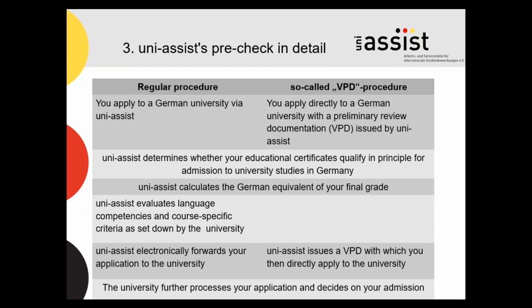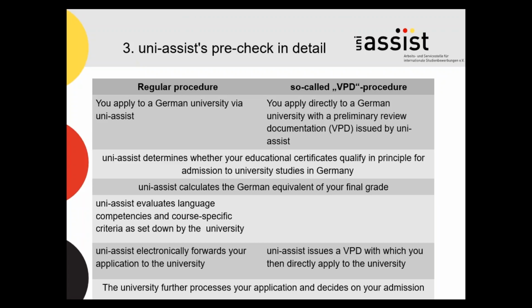Why is that information important for you? As soon as you know which university in Germany you want to apply at, it is certain which kind of procedure you have to follow. If you apply at a German university via Uni-assist, or if you apply to get a VPD for your direct application, we will always determine whether your educational certificates qualify in principle for admission to university studies in Germany. We will also calculate the German equivalent of your final grade.